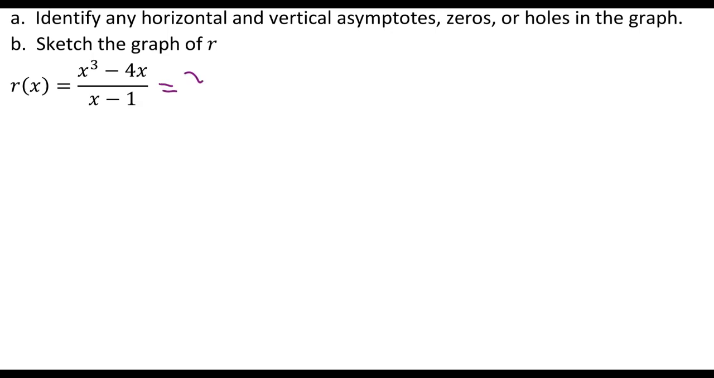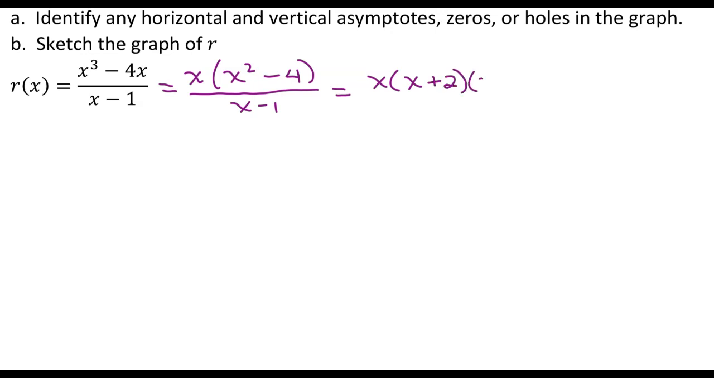So I will factor an x out of the numerator, and I'm left with an x squared minus 4. The denominator is already linear, so there's not really any factoring to be done there. I can do a little bit better with the top. The x squared minus 4 is a difference of squares, so I can factor that into x plus 2, x minus 2. And it looks like nothing is going to cancel, so I don't have any holes in the graph, but I do have zeros.